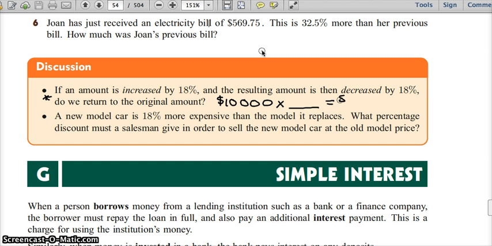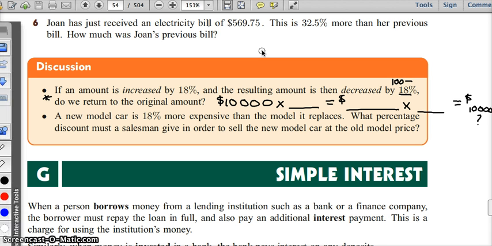When you do that on your calculator, it's going to give you a certain amount of money. Then you have to multiply it by a decrease of 18%, and that, of course, will be 100% take the 18%, which will be the multiplier there. The question is, do you get back to $10,000 or do you get to another amount? First and foremost, I'd like you to do that.